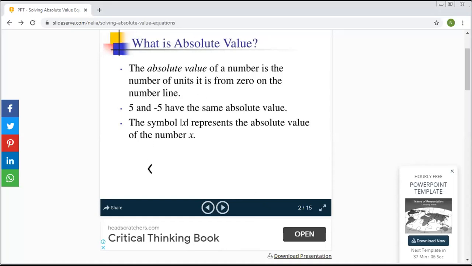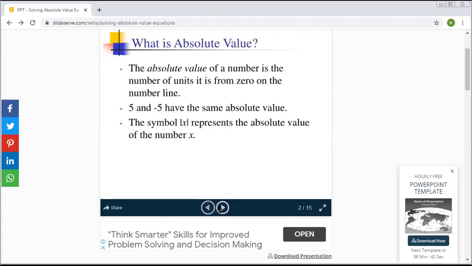It means if we move on a number line, how many units we move from 0 to the right side or to the left side. We don't consider the direction, we just take the distance, how much we move from 0 to the new position. For example, 5 and minus 5 have the same absolute value. The symbol bar x represents the absolute value of a number x.